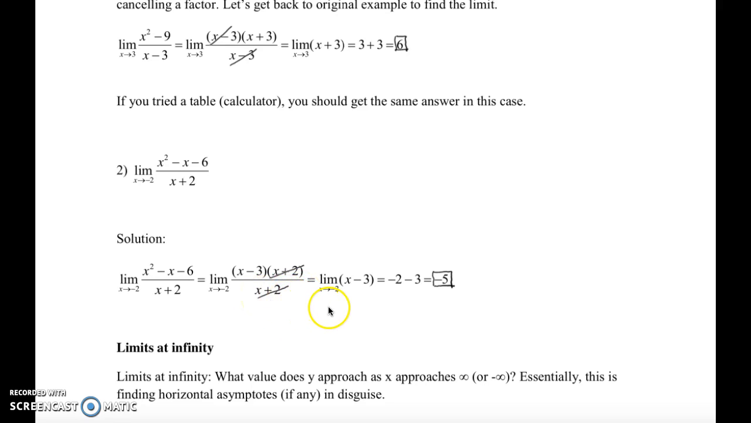And therefore, we get the limit as x approaches -2 of x minus 3. If we plug in -2, we get -5. So our limit as x approaches -2 of this function is -5.